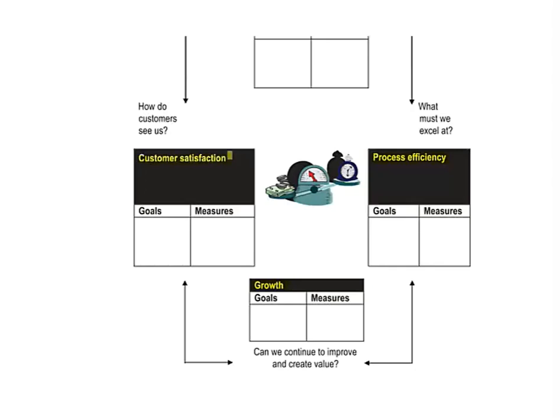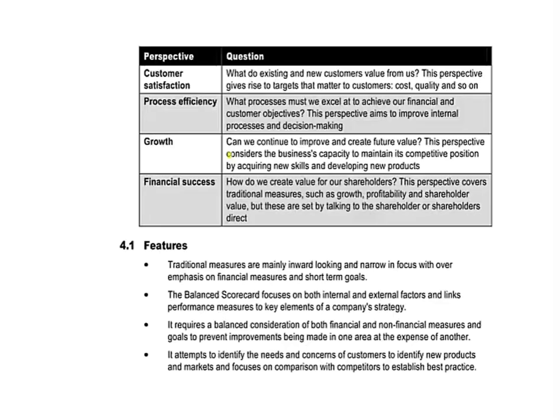Another area that's very important then is the customer satisfaction. So what do our new and existing customers value about us? What have we got to get right in order for them to come back to us in the future? So things that matter to customers could be cost, quality, and customer service. And the table on the next page just explains those features in a little bit more detail.